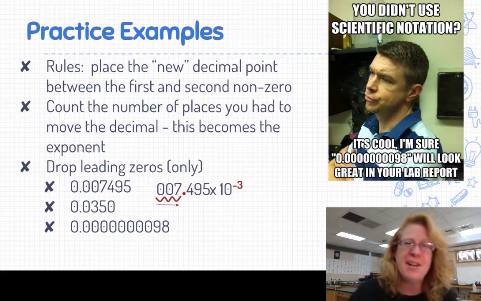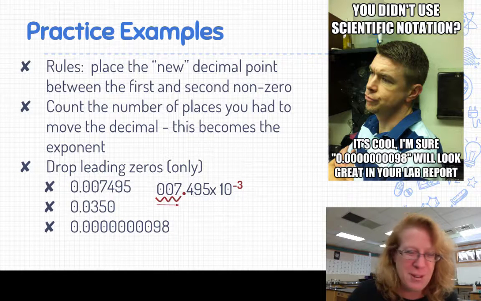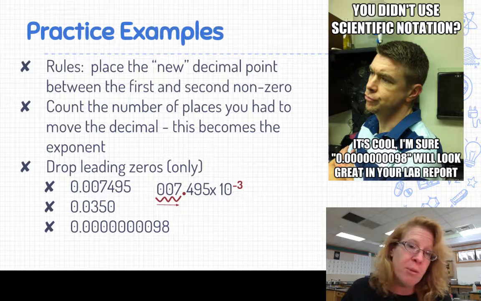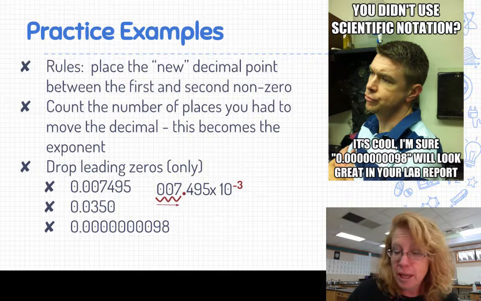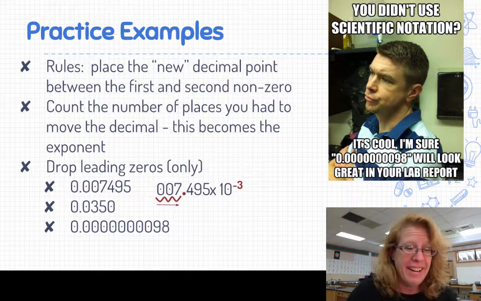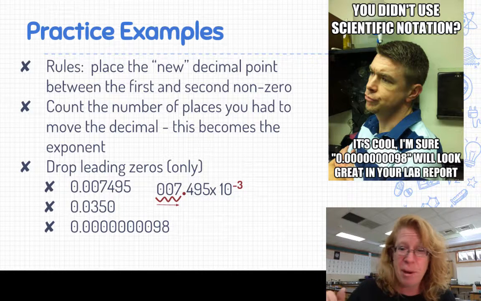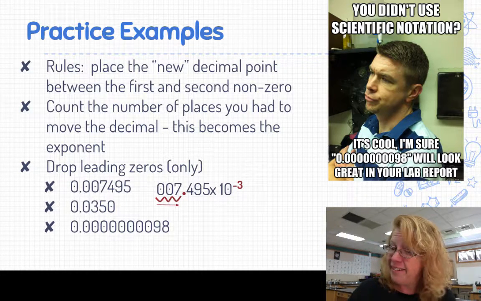There we go. So the second and third examples in terms of what those are. Same idea, move the decimal place over, and then count how many spots you moved it, and you're only allowed to drop leading zeros. So hit pause, see if you can do it on a piece of paper, and then I'll come back and do them in about 3, 2, 1, go.